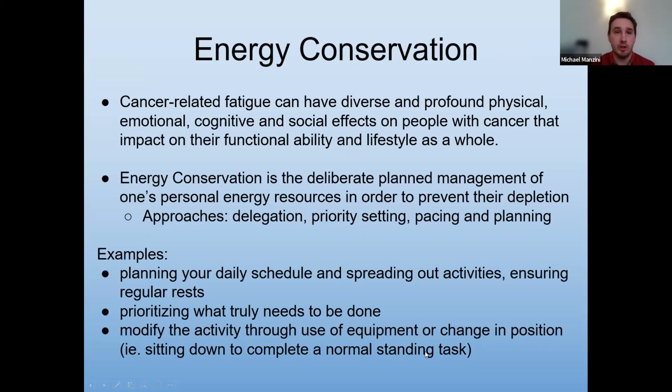This has been kind of touched on already too, but energy conservation is big. So cancer-related fatigue can have diverse and profound physical, emotional, cognitive, and social effects on people with cancer, and ultimately impact their functional ability and lifestyle as a whole. Some patients often need encouragement to give themselves permission to discard or alter activities. However, we recognize that altering these daily routines can also be viewed as a loss of control.